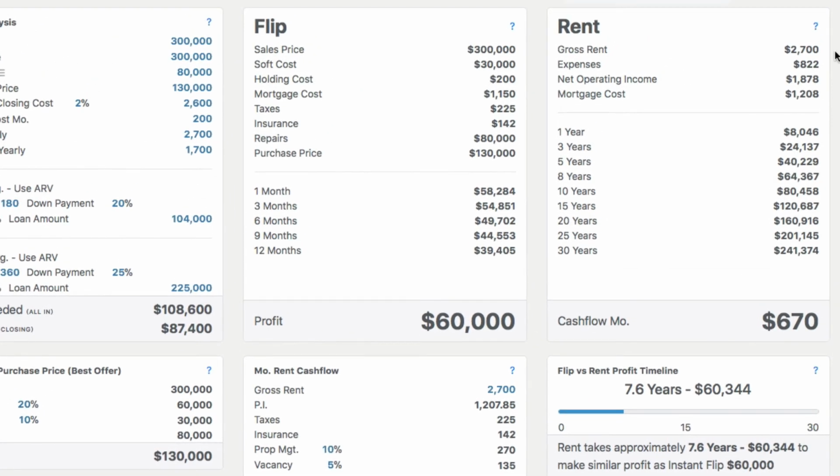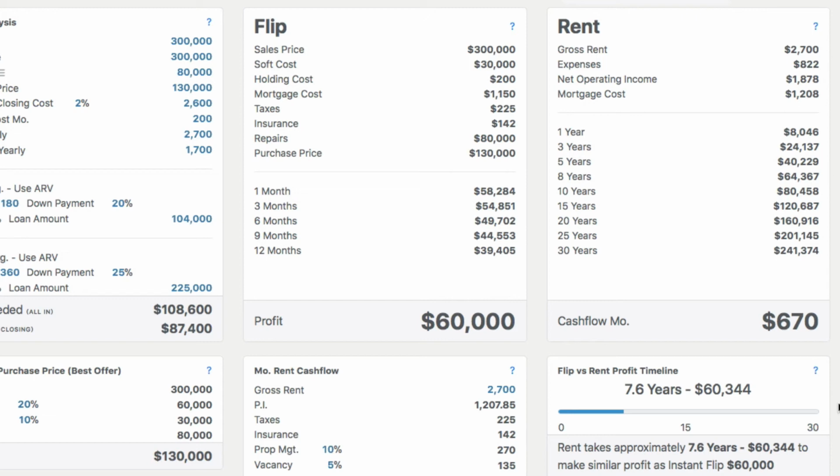We will analyze the rent section and look up to 30 years of cumulative cash flow. We will see in 3 years from now, 5 years from now, what is our total profit going to be on our cash flow so that we can compare whether we should flip or rent.